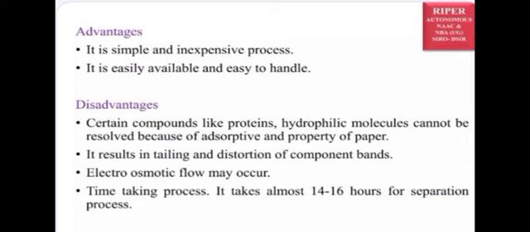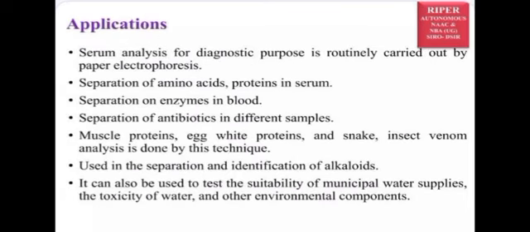Next, applications of paper electrophoresis. First application, it is used for separation and identification of proteins. Proteins are separated and identified by using paper electrophoresis. Second application, it is used for separation and identification of amino acids and micronutrients.